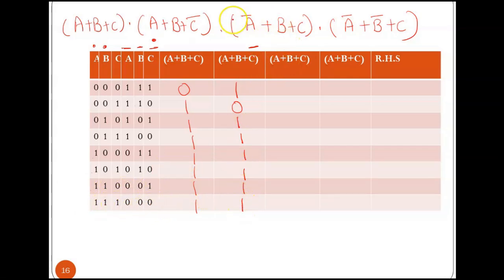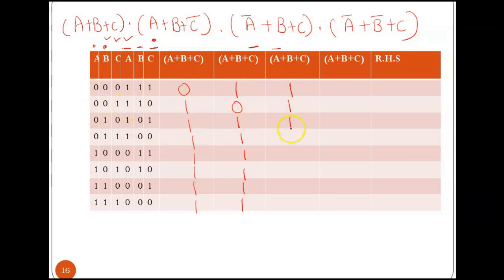Now the third part of this complete expression is A bar plus B plus C. So A bar is this only. This is A bar. So we have to go for this, this and this. A bar plus B plus C. The middle three. So we have 0, 0 and 0, 0 and 1. So 0, 1, 1, 1.